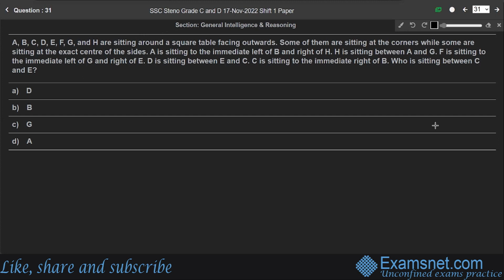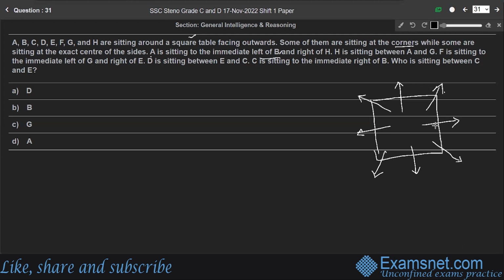Question 31. A, B, C, D, E, F, G, and H are sitting around a square table facing outwards. So students will consider a square table like this. 8 people are facing outwards, sitting like this. They are facing outwards, right? So 4 at the center places and 4 at the corners, right? So next, some of them are sitting at the corners while some are sitting at the exact center of the sides like this. A is sitting to the immediate left of B, right?